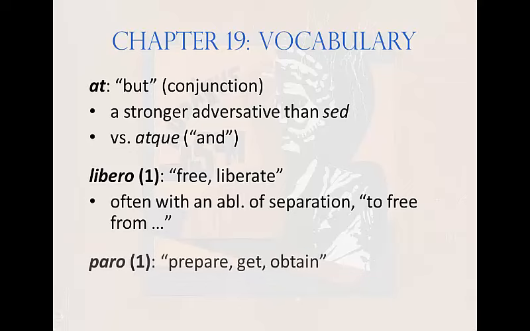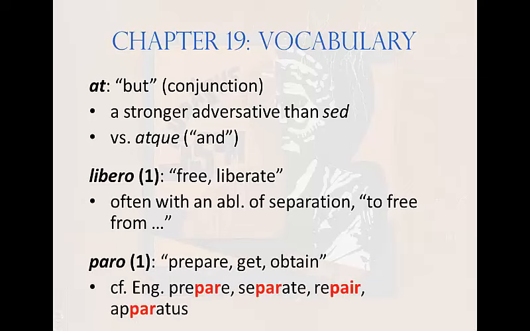The next word, paro, another first conjugation verb, means prepare, get, or obtain. This word has produced many English derivatives like prepare, separate, repair, apparatus. This Latin verb should help you remember that the word separate is spelled separate, getting its middle three letters from paro.